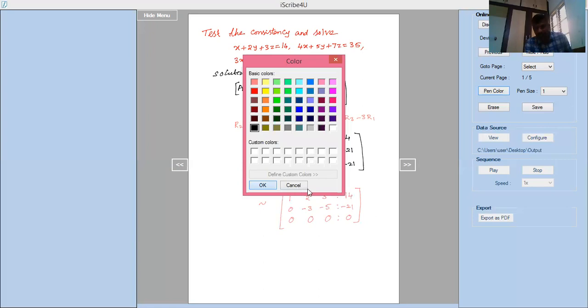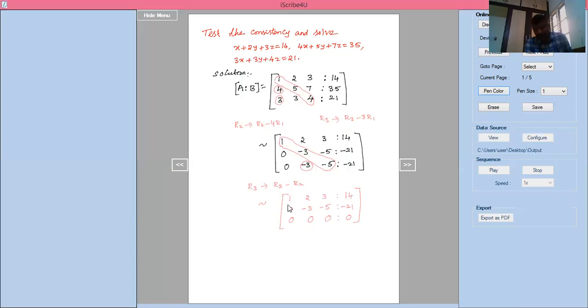What is the rank of A? Before, A is 2. What is the rank of A? Number of non-zero rows: this is 1, this is number of non-zero row 2. In this row, all elements are 0 only. So that's the way I can say that rank of A equal to 2. Next, we'll see this row, first row, second row, third row. In the third row, all elements are 0 only. Now I can say that rank of [A|B] is also 2.